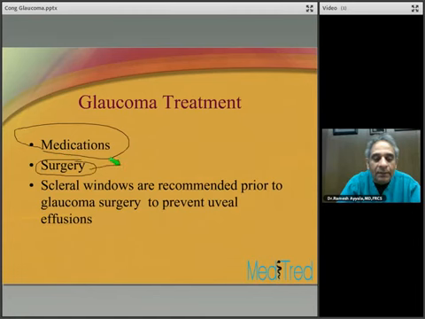Again, like I mentioned before, nanophthalmos and Sturge-Weber syndrome are both afflicted with the uveal effusion syndromes, uveal effusion soon after glaucoma surgery. And so, as a prophylaxis, you may want to perform scleral windows or sclerotomies, recommended to prevent these uveal effusions. The pathology behind this is pretty interesting.